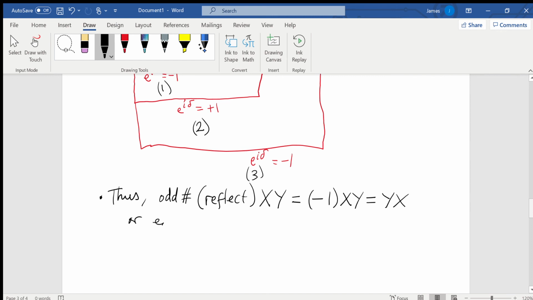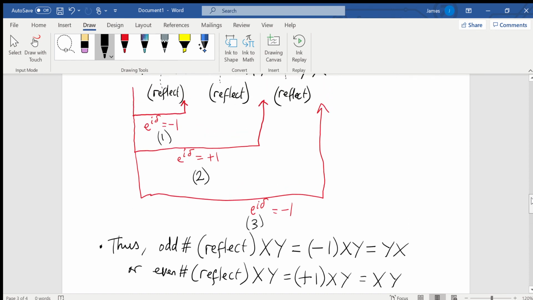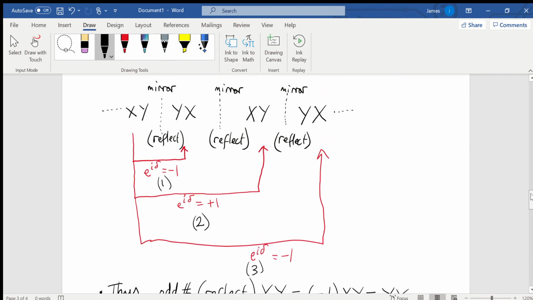And then we've got an even number of reflect acts on xy. Well, that will give you plus 1 on xy, which just gives you xy. The only even one I have in the diagram above, but you could extrapolate to 4 and 6, etc. So an even number of reflect acts, here I've got 2, gives you plus 1, which when it hits xy, it just returns xy again. So the mirror image of the mirror image.